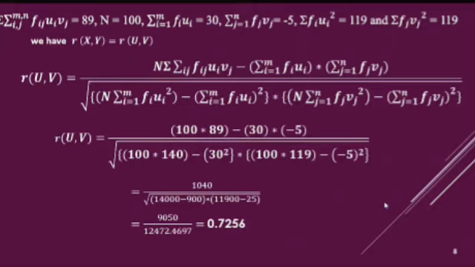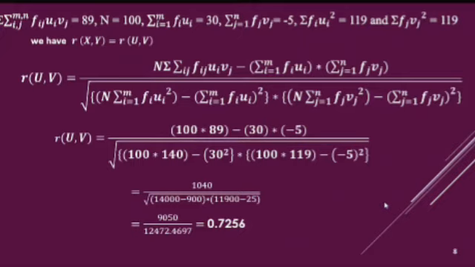Fij represents the frequency in the ith row and jth column, whereas Fi represents the frequency total in the ith row, and Fj represents the frequency total in the jth column. I hope you understood the differences clearly. Then capital N is total frequency, that is 100. All other values are there in the table that I have copied here. You just go through that.